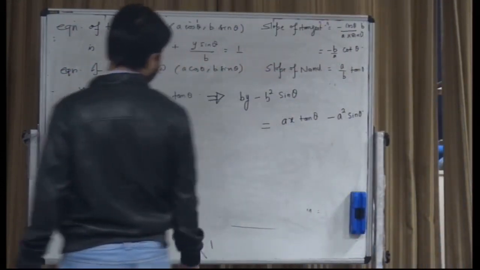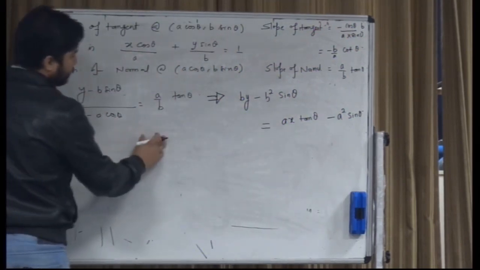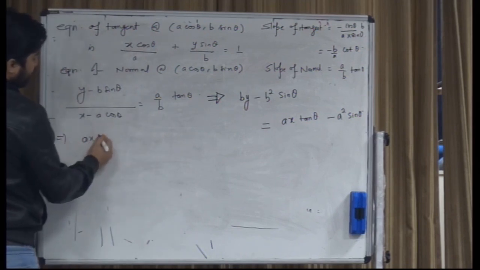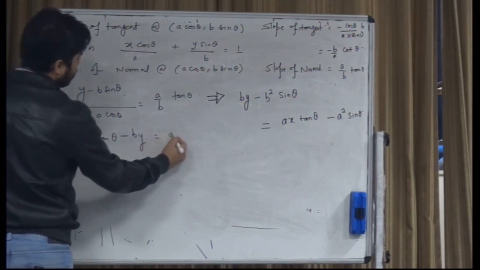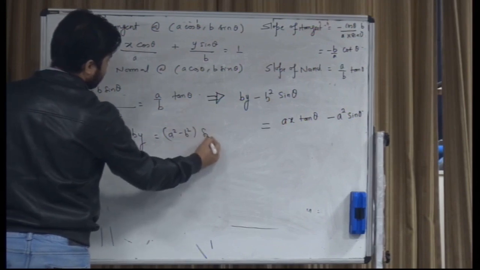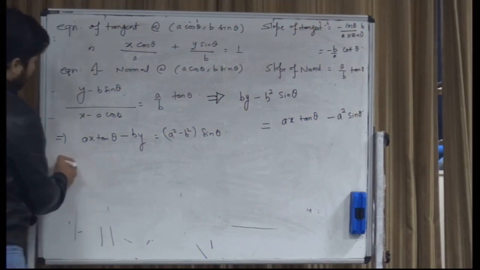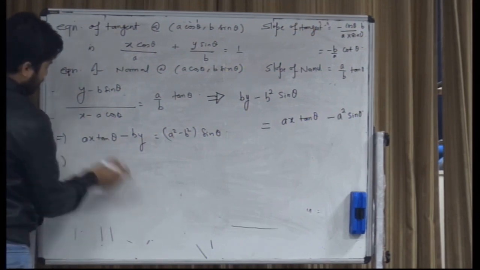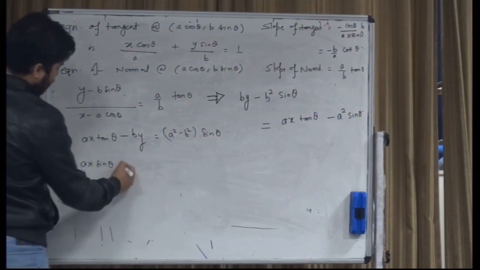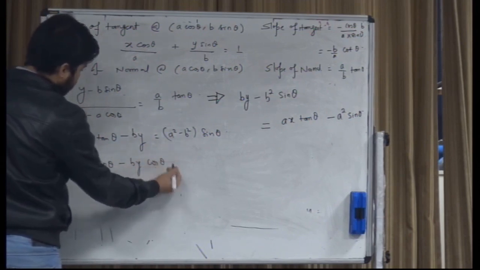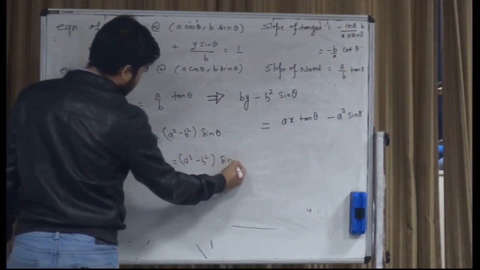If you see, if I rearrange it, I'll say ax tan theta minus by is equal to a square minus b square sine theta. True or false? True? Okay. Ax sine theta minus by cos theta is equal to a square minus b square sine theta cos theta.